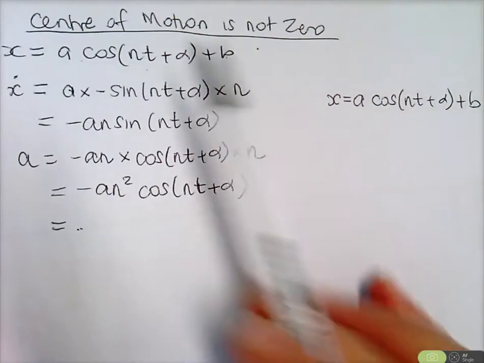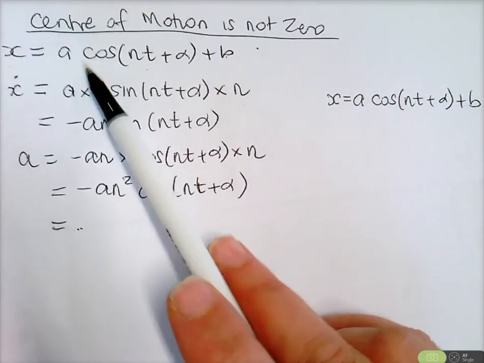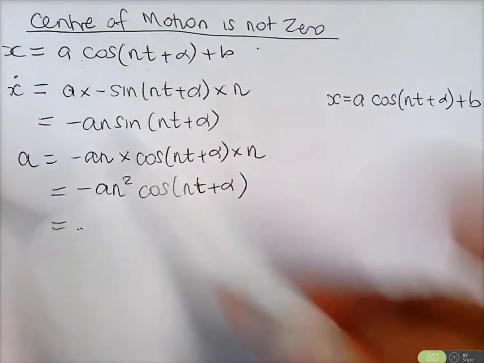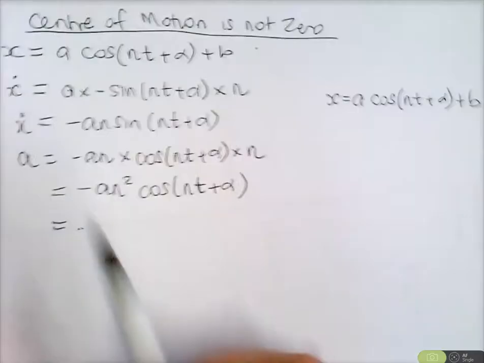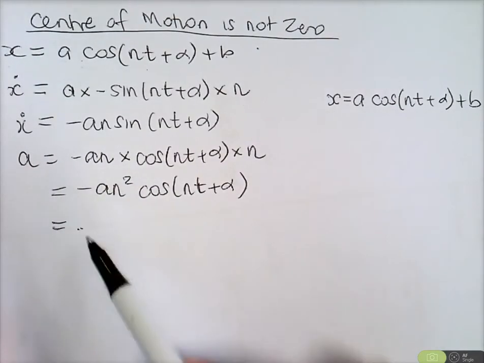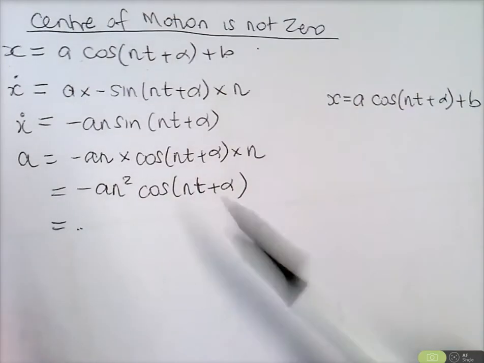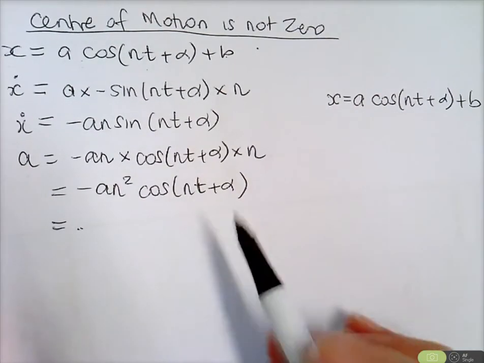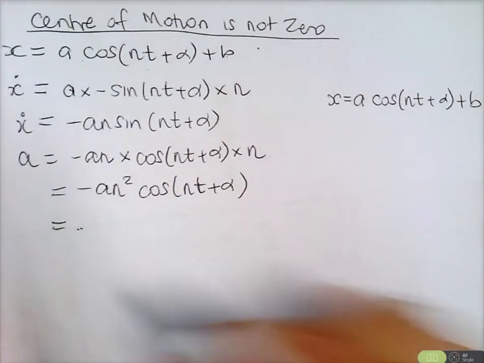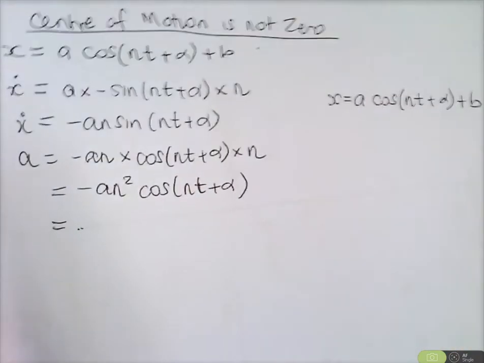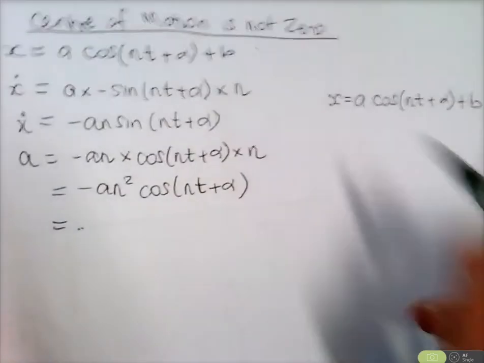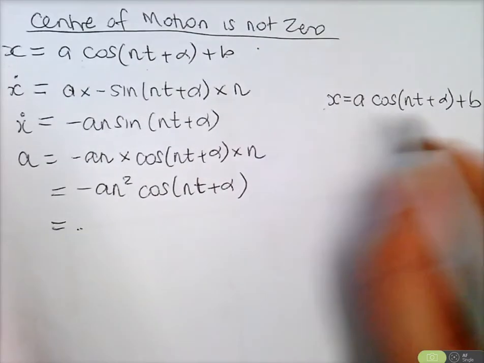Now, last lesson we were doing centre of motion is not zero. We started with the displacement function. We then worked out the velocity function, and then we worked out the function for acceleration. And then if you're ever asked to show that this is simple harmonic motion, you need to show that the acceleration is proportional to the displacement. So here is your equation for displacement.